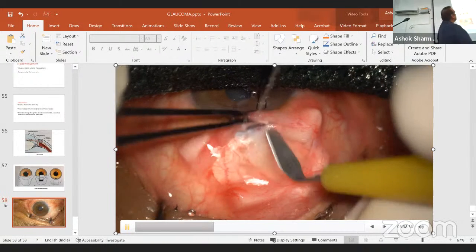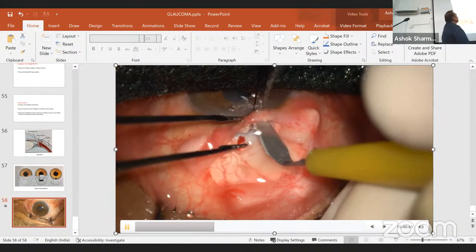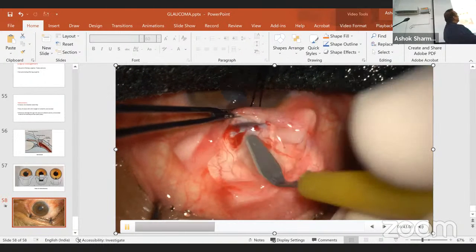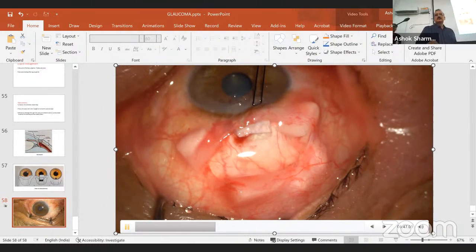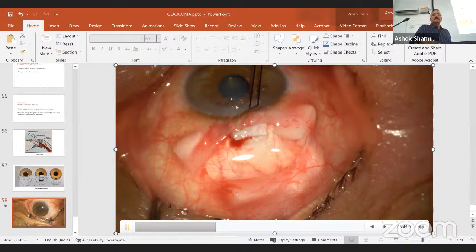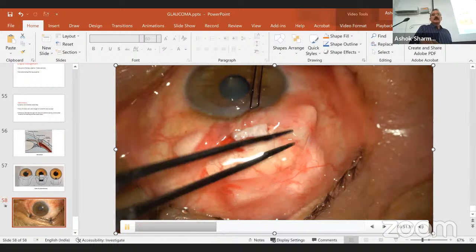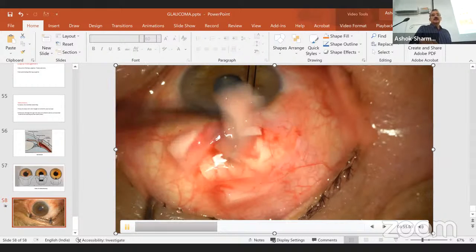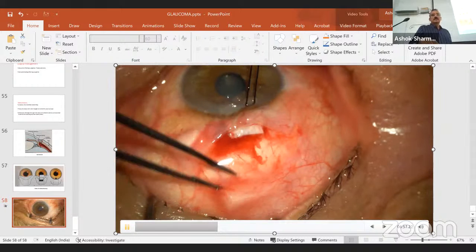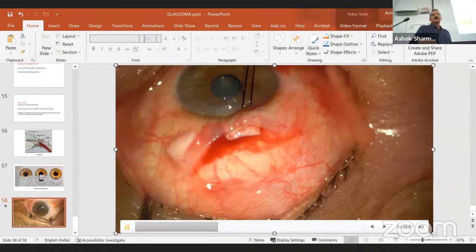Made a flap, right? Now where the white meets the blue, you can see. I remove the sponges: 1, 2, 3, and 4, right? Copious irrigation.